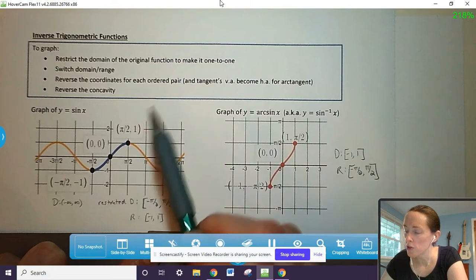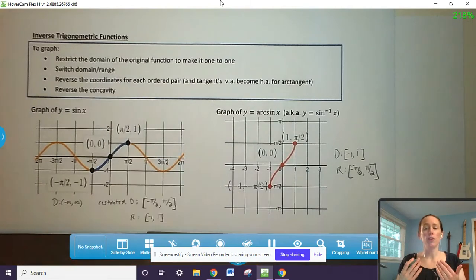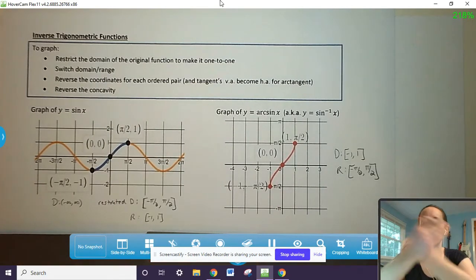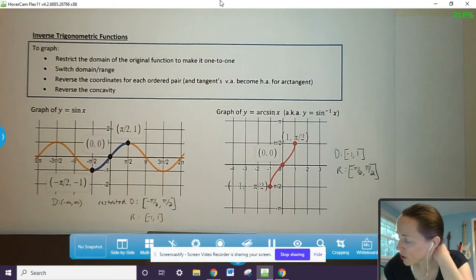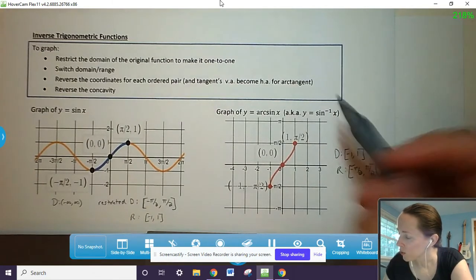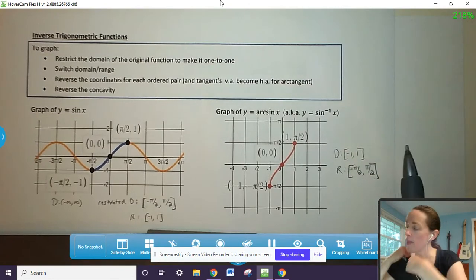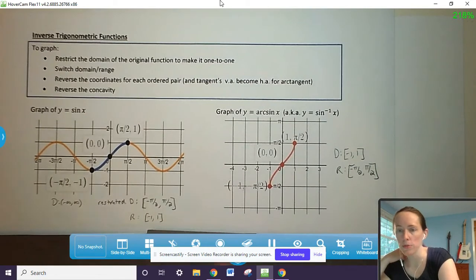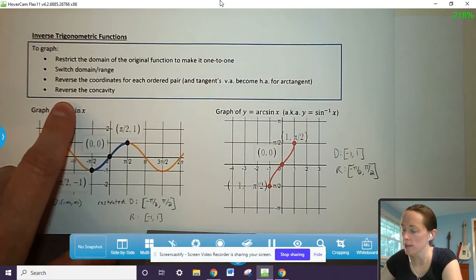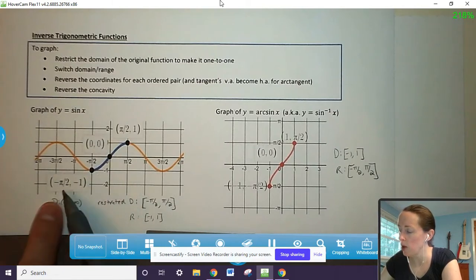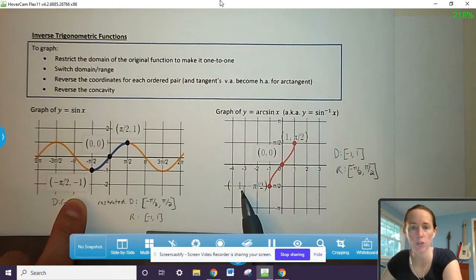So we switch the domain and range because that's a characteristic of inverse functions. Inverse functions are all about switching x and y. So we switch the domain and range. We're going to have a domain of -1 to 1 and a range of -π/2 to +π/2. And then we're going to reverse the ordered pairs. So for the ordered pairs, instead of -π/2, -1, we're going to have -1, -π/2.